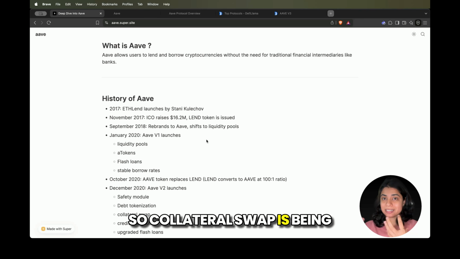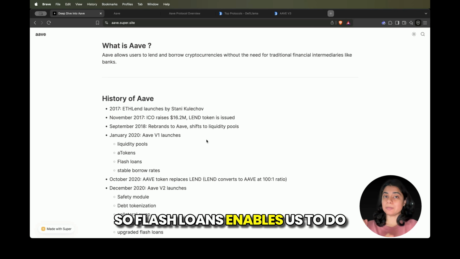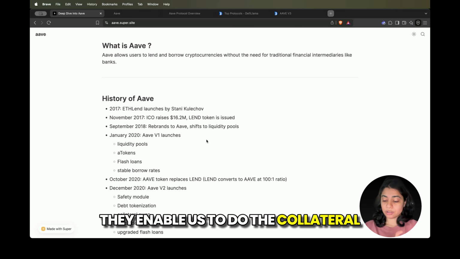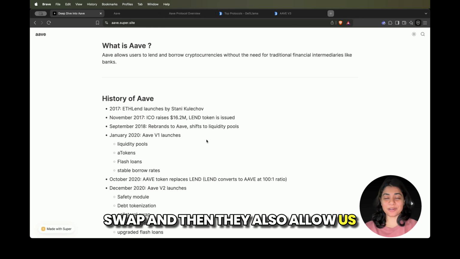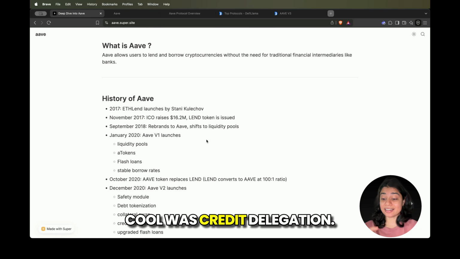So collateral swap is being enabled through the nature of flash loans. So flash loans enable us to do arbitrage opportunities. They enable us to do the collateral swap, and then they also allow us to do self liquidation. Another feature that was really cool was credit delegation.